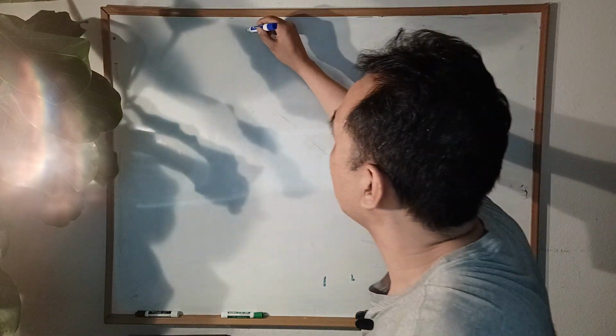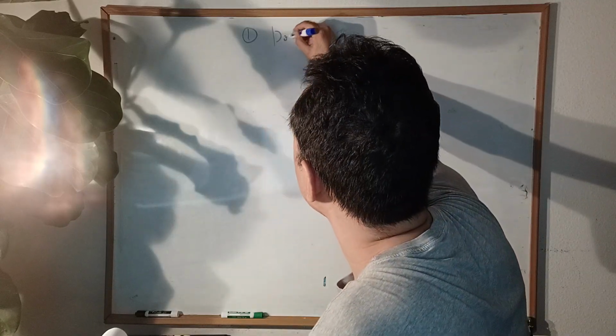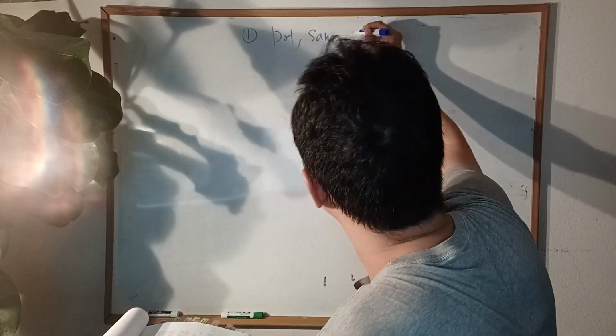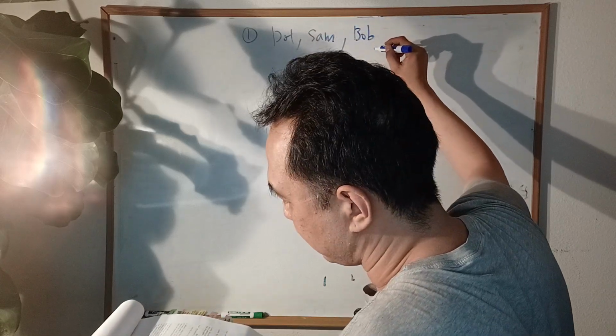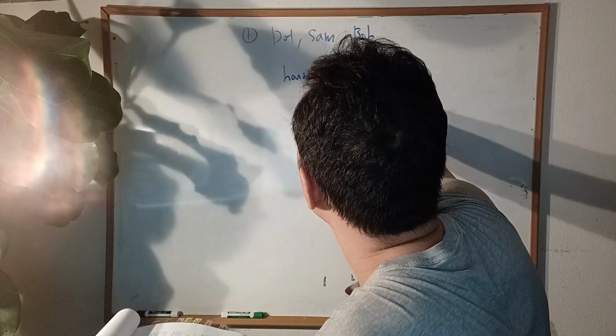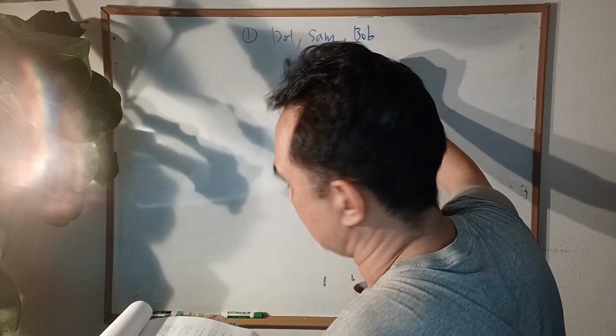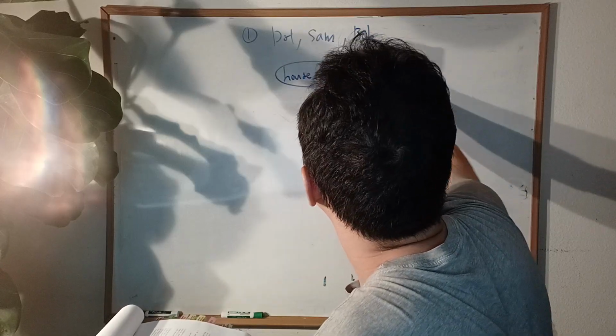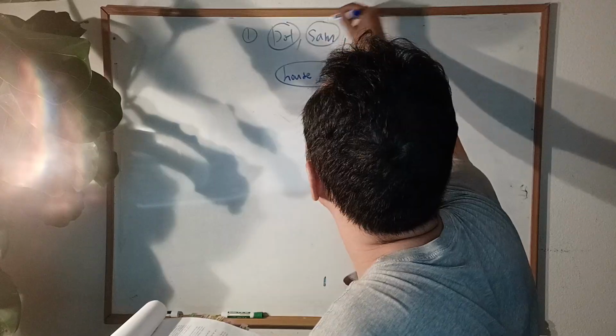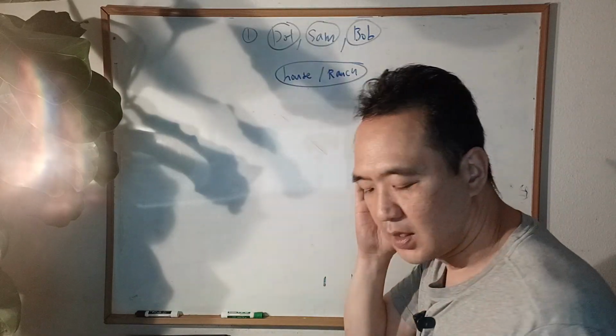So we're going to do another wills and trusts question, and this is from February of 2016, question 1. As usual, we're going to read the call of the question. Number 1 says, what interests, if any, do Dot, Sam, or Bob have in the house and the ranch? Right? Dot, Sam, Bob.